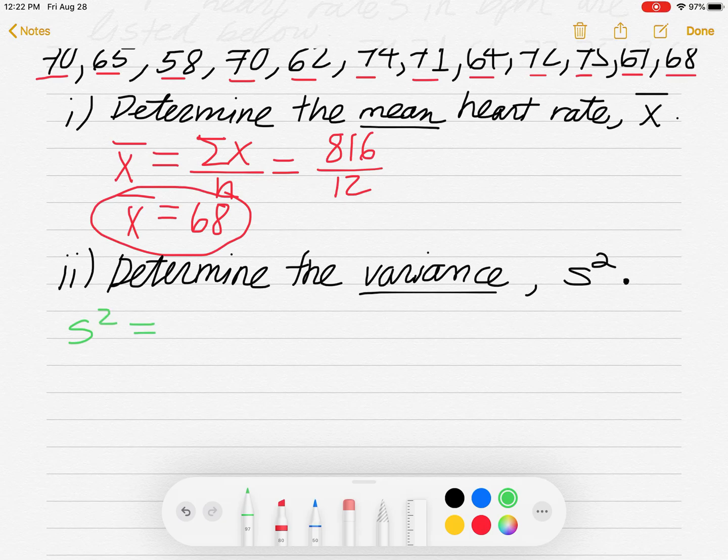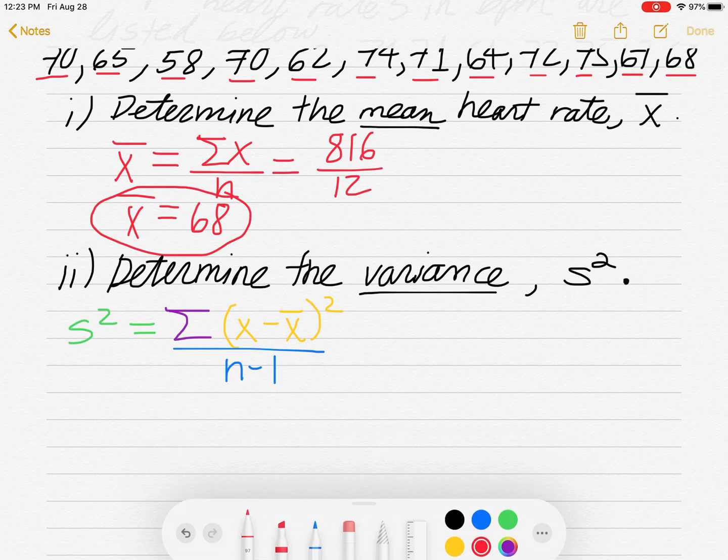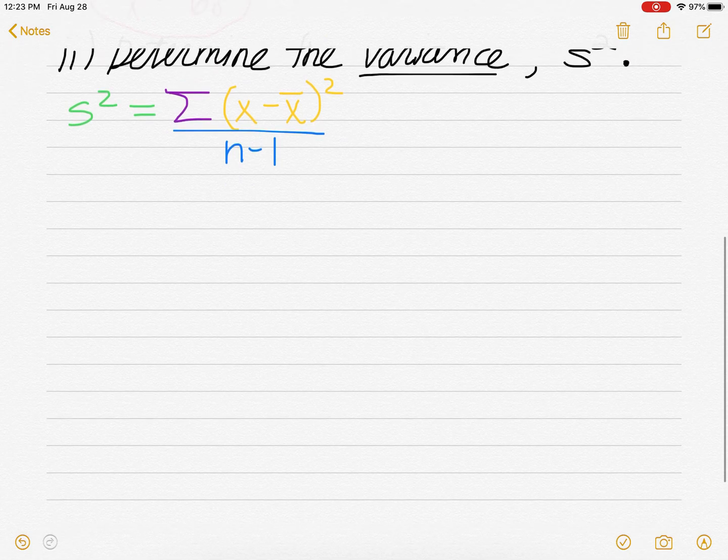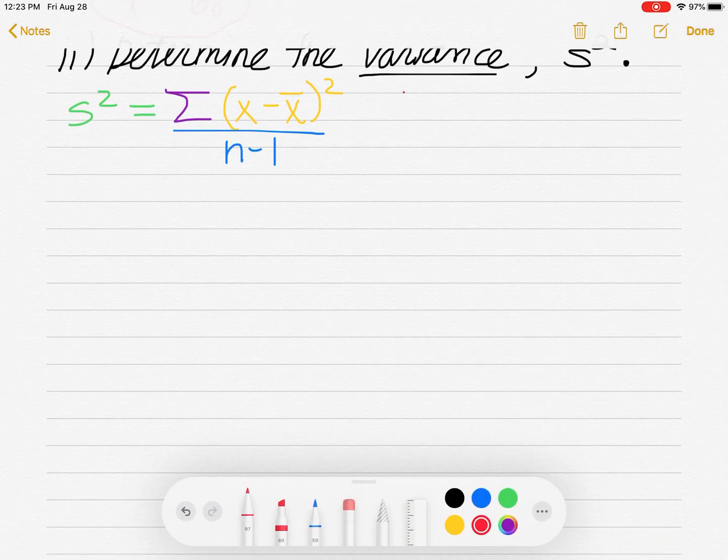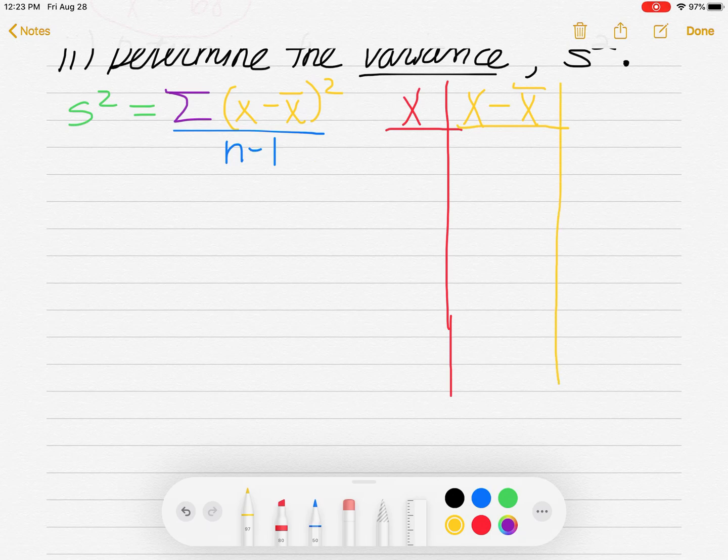Beats per minute squared is kind of an awkward unit, but in any case, remember the formula. The variance, s squared, is going to be the sum of all the X minus X bar squareds divided by N minus 1, the sample size minus 1. So I recommend making a little table here. Make an X column, with 12 values going down. Then you can have X minus X bar, and X minus X bar squared after that.